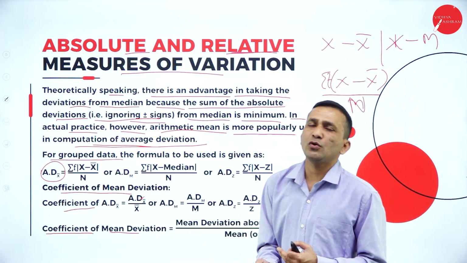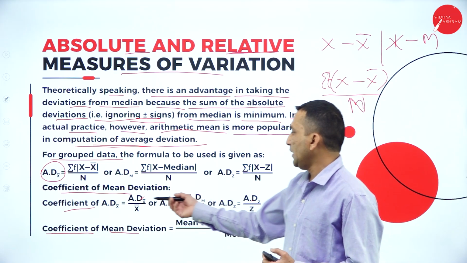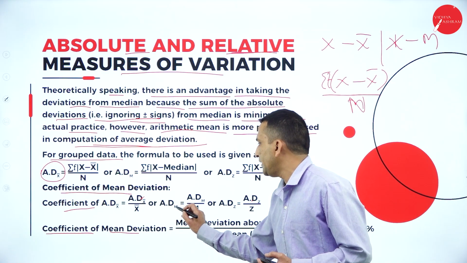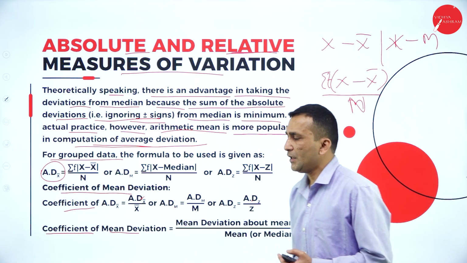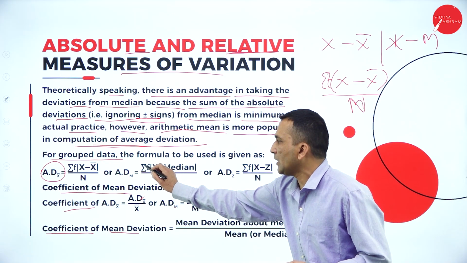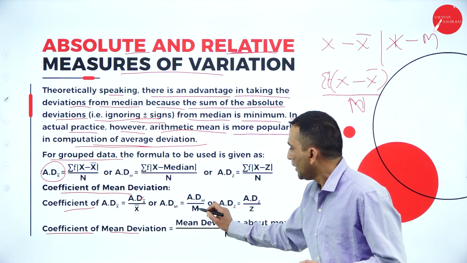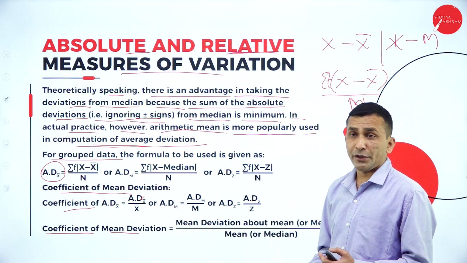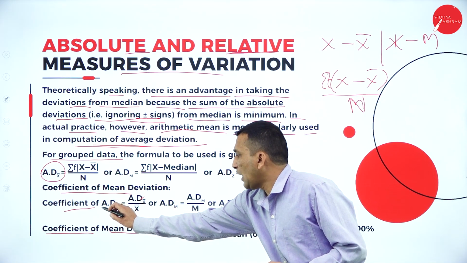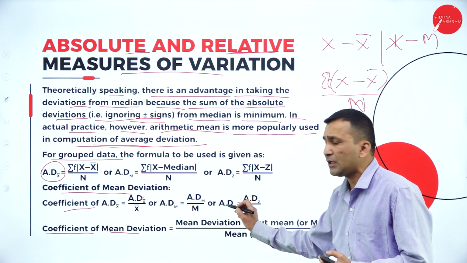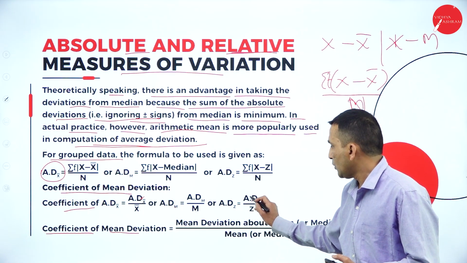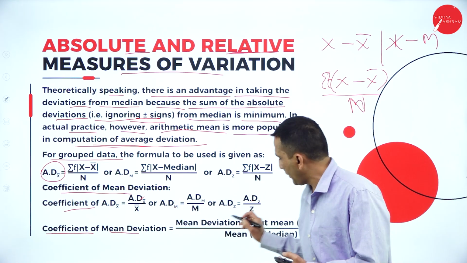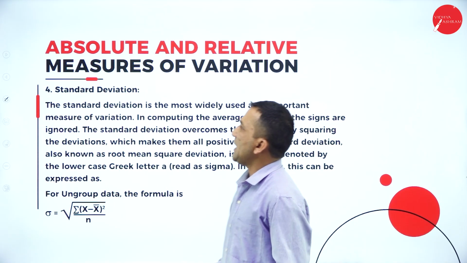Now if they ask you to calculate the coefficient of mean deviation for median, the same thing: you write just median. The median absolute deviation you calculated is the numerator, and the denominator is the median. The same thing you can do with mode also: the coefficient of average deviation, but we are considering the mode. So the absolute we take as the numerator, and the denominator is the mode. Moving forward, next, standard deviation.